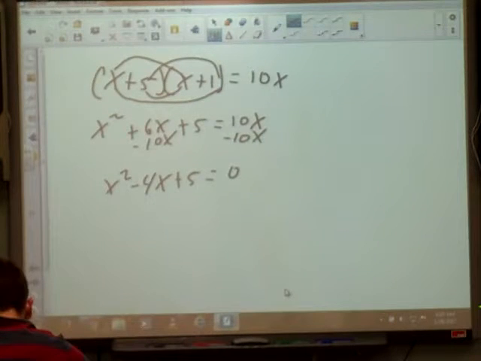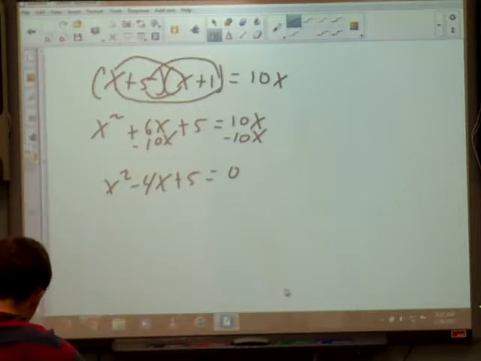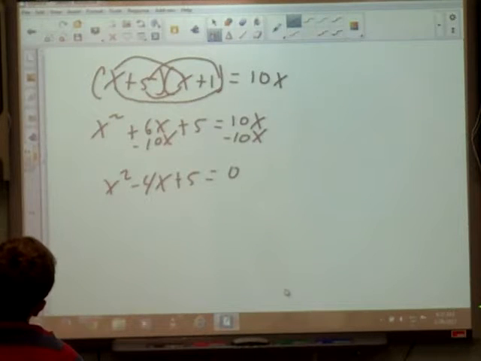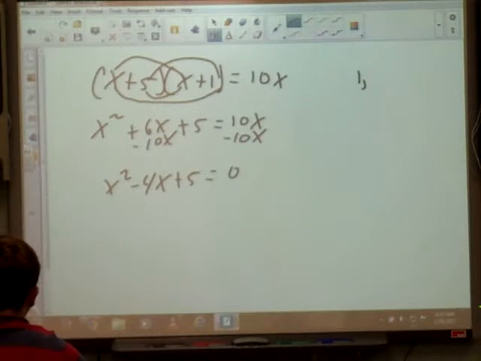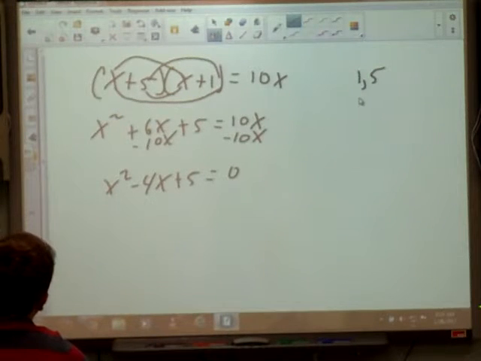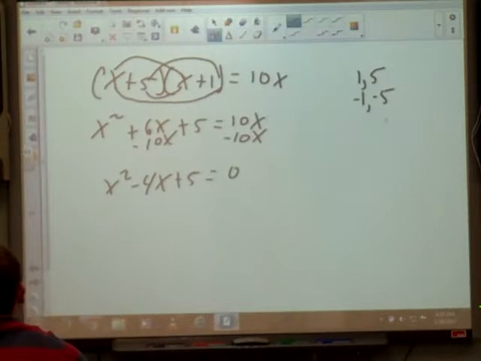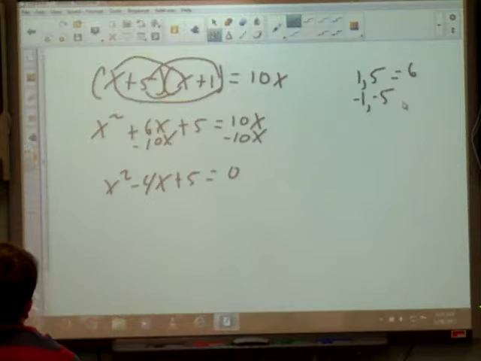Now, at first glance, I'm like, well, that'll factor, because 5 is 1 and 5, so I can make that add to 4. But no, because to make a positive 5, it would have to be a positive 1 and a positive 5, or a negative 1 and a negative 5. That adds to 6, and that adds to negative 6. I have to add to negative 4, so I can't factor, even though today's not the factoring day.